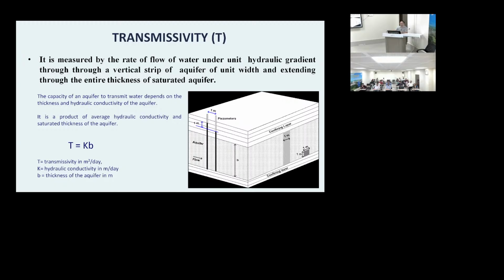Transmissivity is measured by the rate of flow of water under unit hydraulic gradient through a vertical strip, as you can see in this sketch, of aquifer of unit width and extending through the entire thickness of the saturated aquifer. It can be defined as transmissivity equal to Kb, where K is hydraulic conductivity and b is the thickness of the aquifer system, and the unit is meters squared per day.